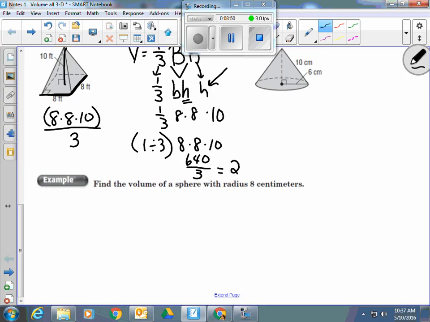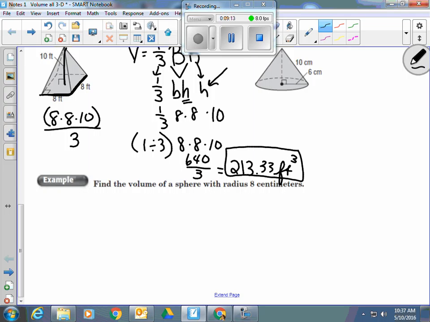213.33 what? Feet cubed. Okay, is it really different than what we've been doing? No, the difference is not how we work it. The difference is what it represents. This is representing what's on the inside.